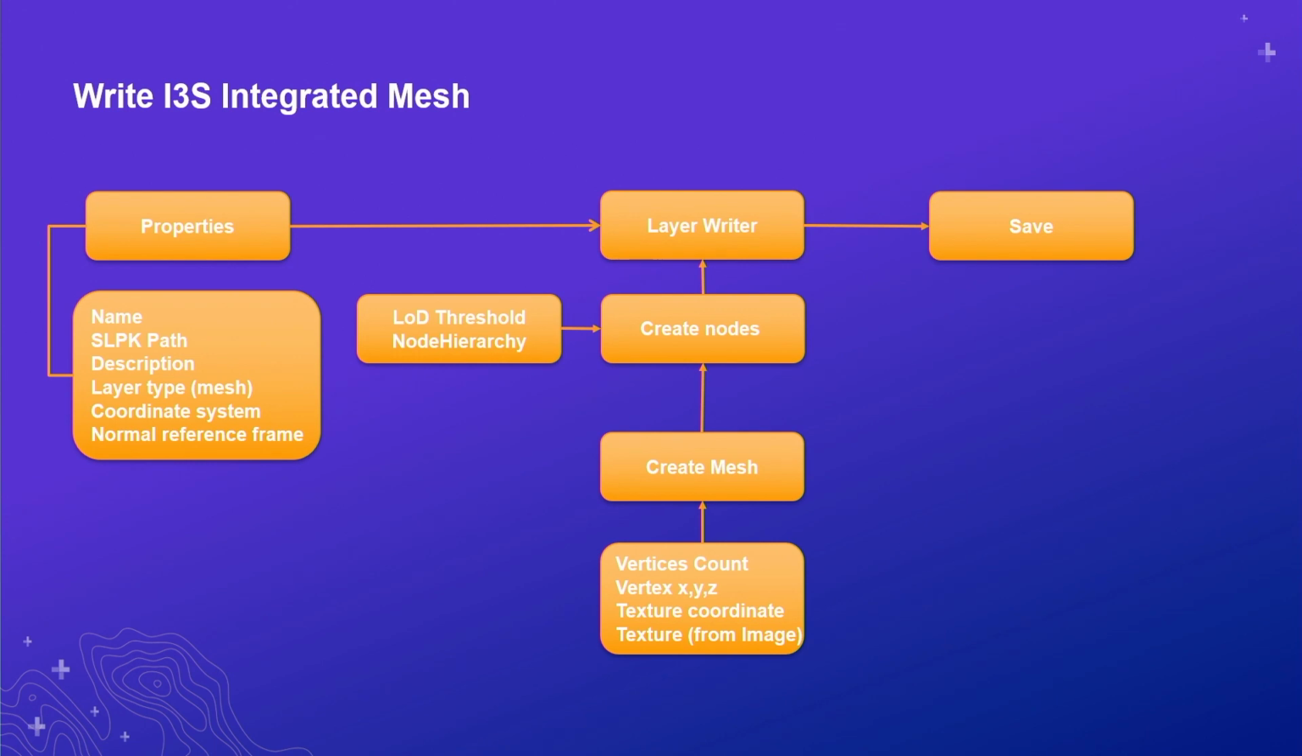The nodes are created from an existing node hierarchy. I already mentioned that you have to bring your data already in LOD. The layer writer then saves this content as an SLPK. As I said, this is the minimum viable product that we want to make available as the first version of the Esri SDK. But of course, we will not stop there. We have plans to add more functionality over time.